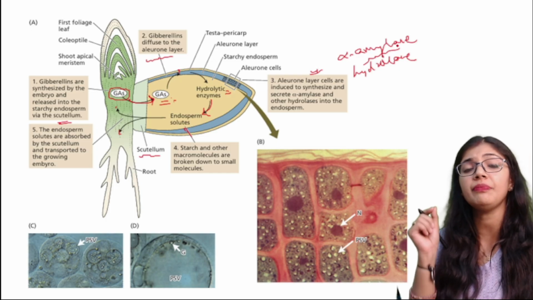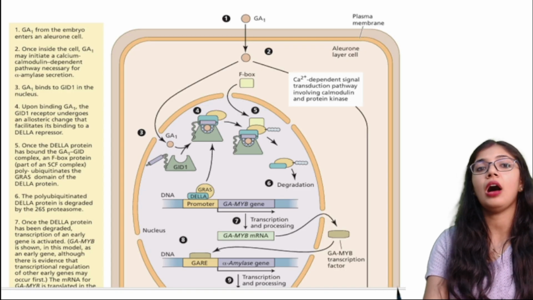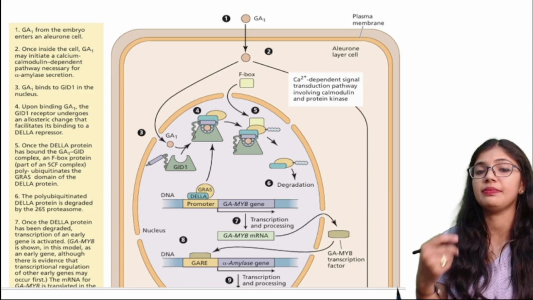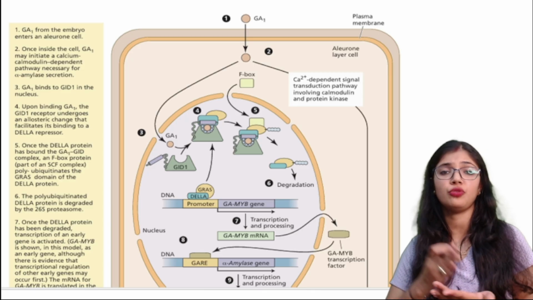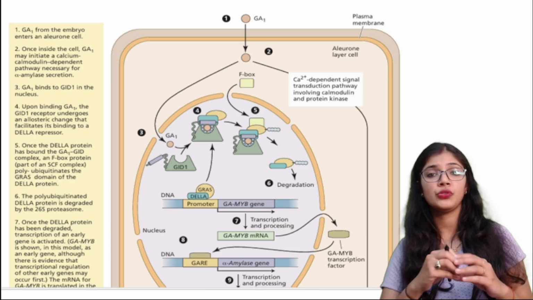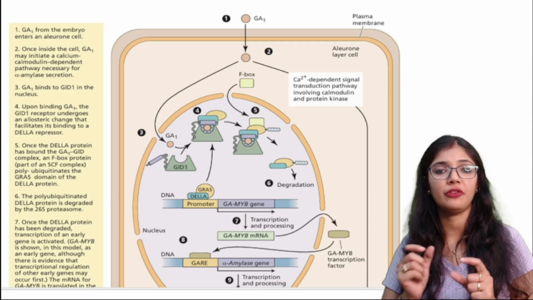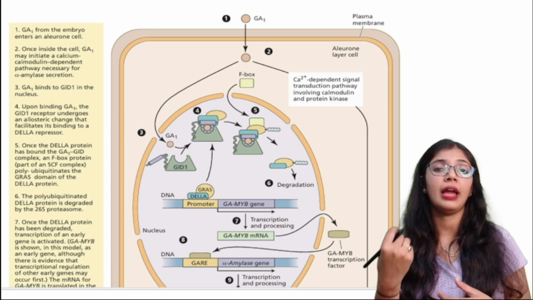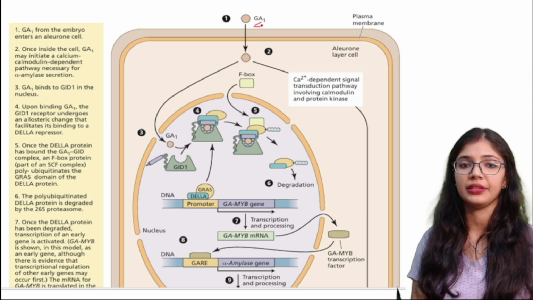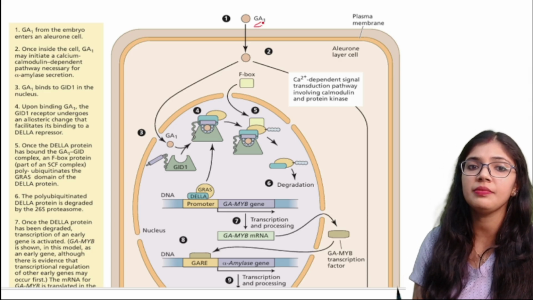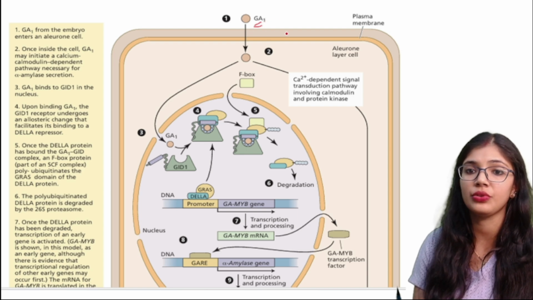Now we have to understand how this alpha amylase is synthesized due to the presence of gibberellic acid. We will understand this by the signaling pathway. There are different types of gibberellic acid like GA1, GA2, GA3, GA4. The secretion of alpha amylase is done by GA1, because this is one of the active gibberellic acids. The GA1 comes from the embryo and enters into the aleurone layer.